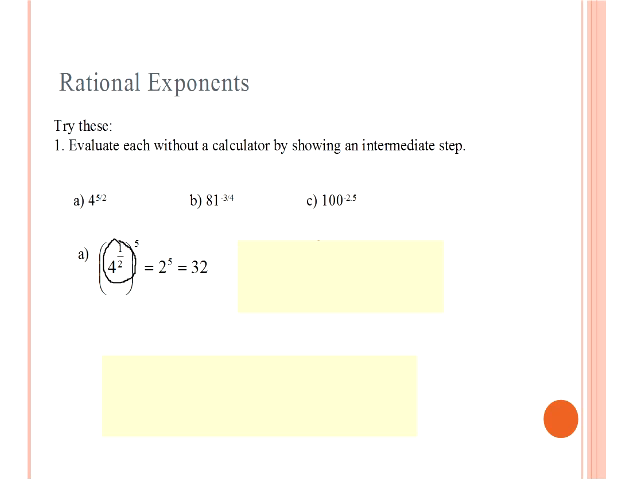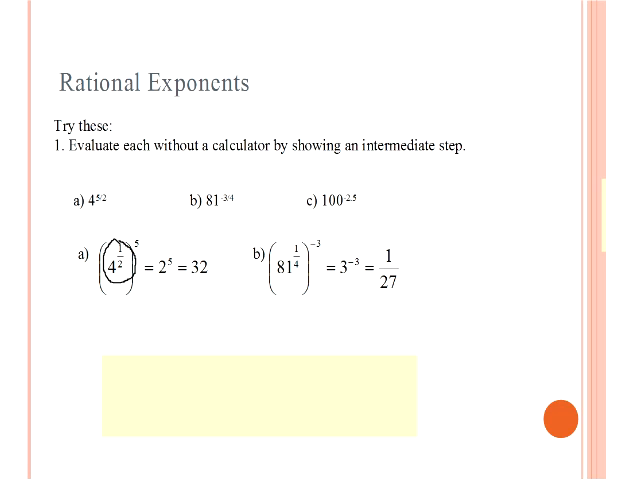Question B says 81 to the negative 3/4. I can rewrite that as 81 to the 1/4, to the negative 3. 81 to the 1/4 asks what to the 4 gives you 81, and that's 3. 3 to the negative 3, which we know is 1/27.